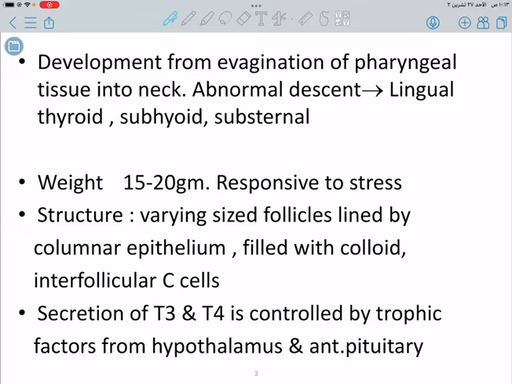Secretion of T3 and T4 is controlled by trophic factors from the hypothalamus and the anterior pituitary, so they are under the control of the anterior pituitary and the hypothalamus.